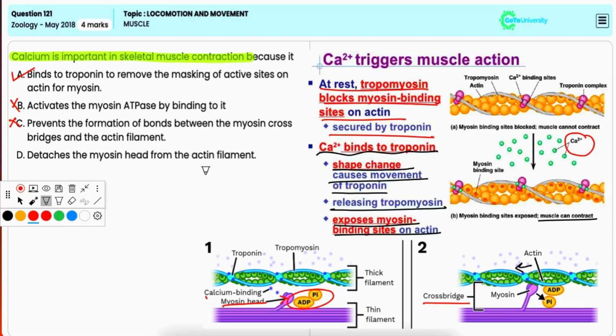Option D, detaches the myosin head from actin filament. This is also incorrect because detachment of the myosin head from actin requires the binding of ATP to myosin and not calcium.